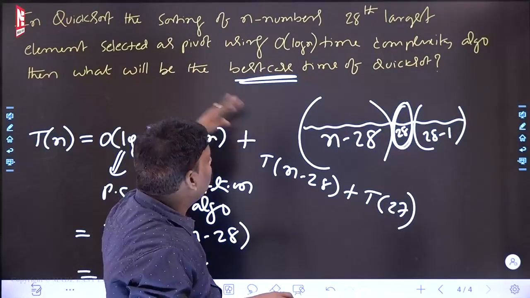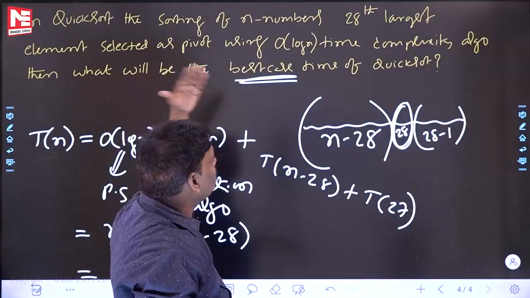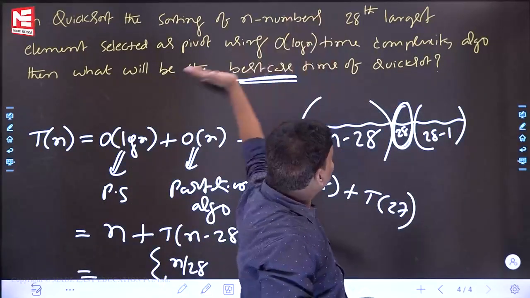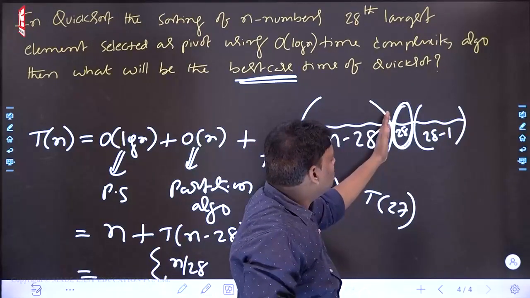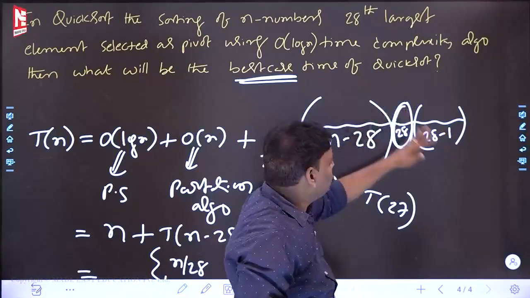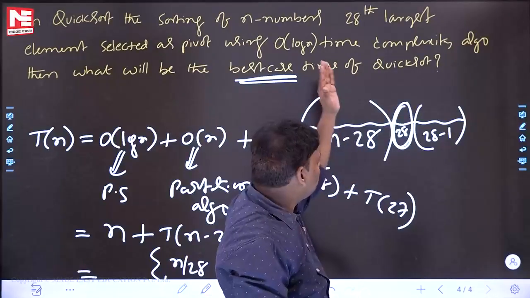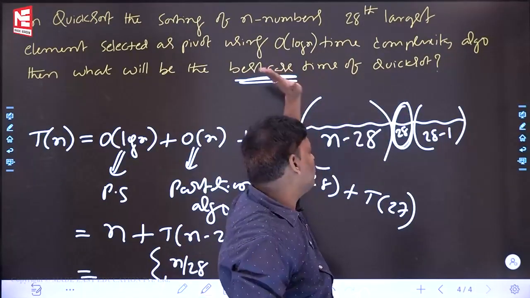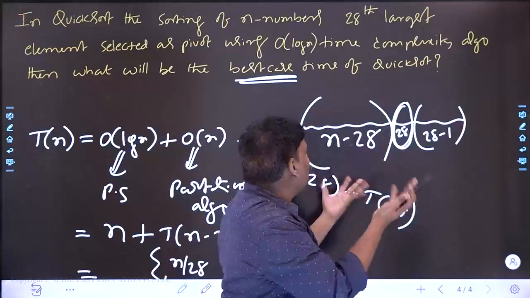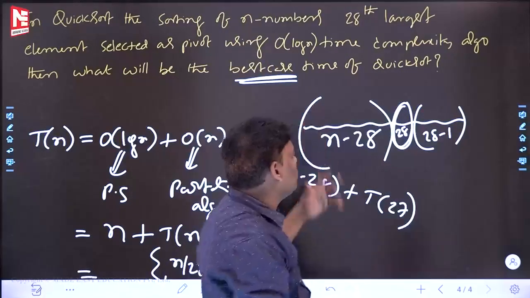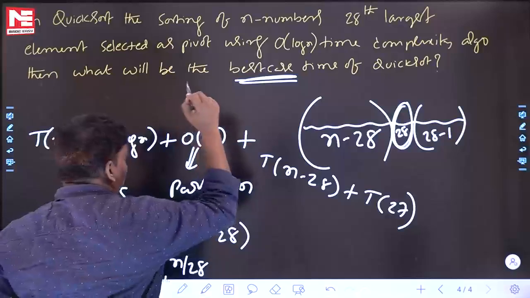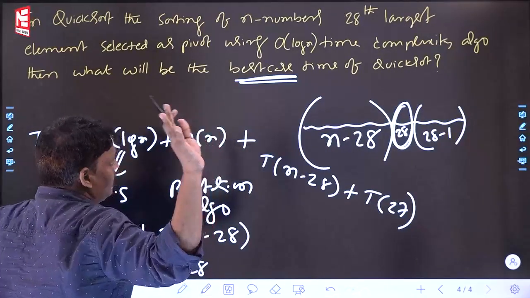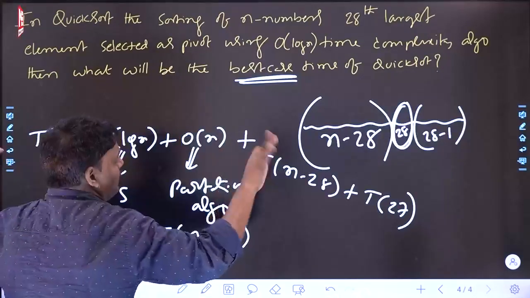28th largest element, where will it go? 28th largest element will go from the last to 28. Means what is the meaning? This is the only division possible. From the last to 28th place it will go. Best case also same place it will go. Worst case also same place it will go. When I have a choice, then different answers will come. I don't have any choice here. 28th largest element will go to 28th place. That's it.